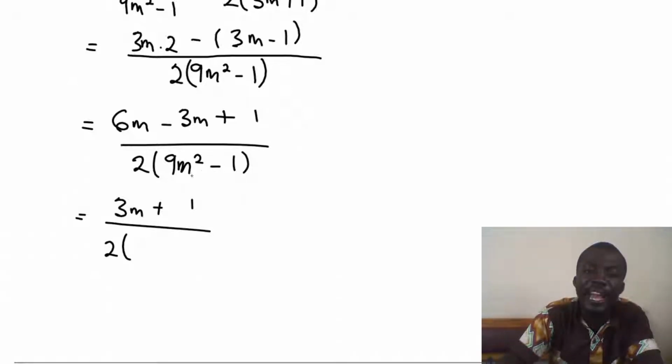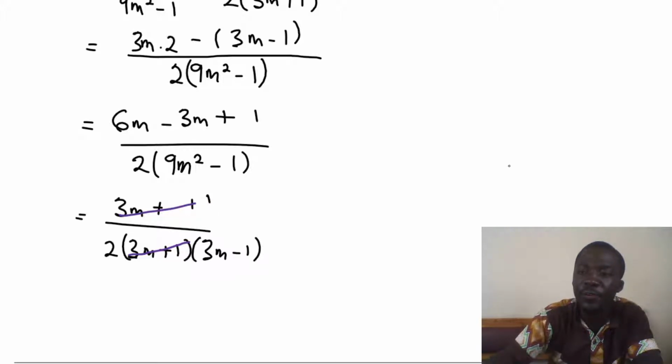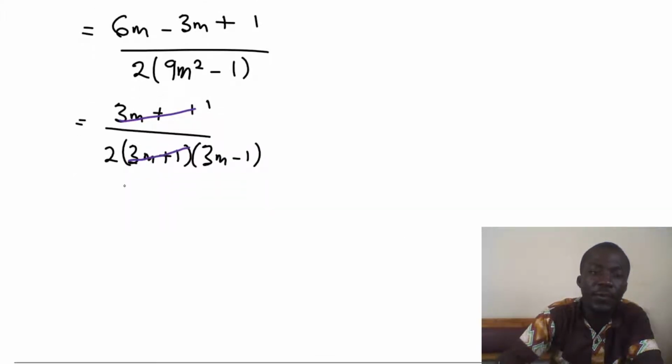Then instead of writing 9m squared minus 1, I'm going to use the factored form, which is 3m plus 1 times 3m minus 1. And this 3m plus 1, we can cancel the one at the denominator and the one at the numerator side, which will leave us with 1 at the numerator side. So finally, we are going to write our answer as 1 over 2 into bracket 3m minus 1.